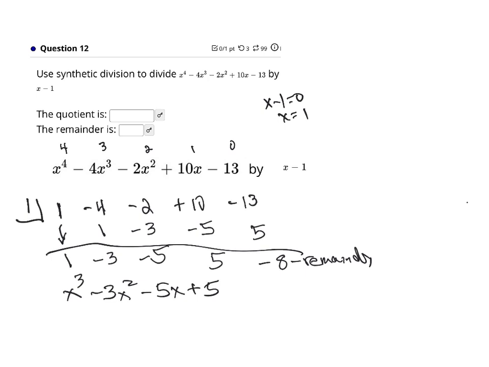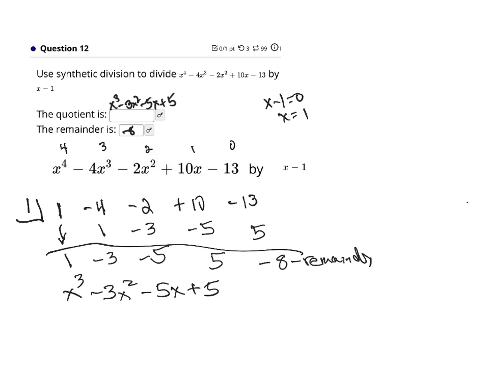Now they have the separate box. So make sure when you write the box, write the remainder, you just put the -8 here, and you put the x cubed minus 3x squared minus 5x plus 5 in the quotient box, and just the remainder by itself in the remainder box.